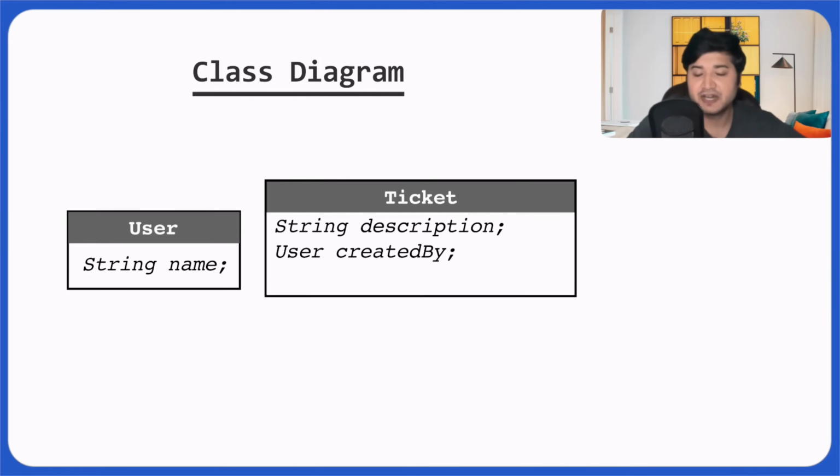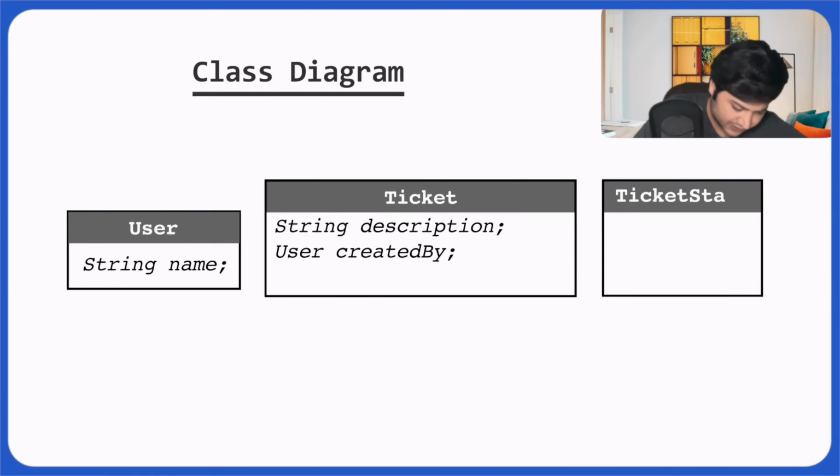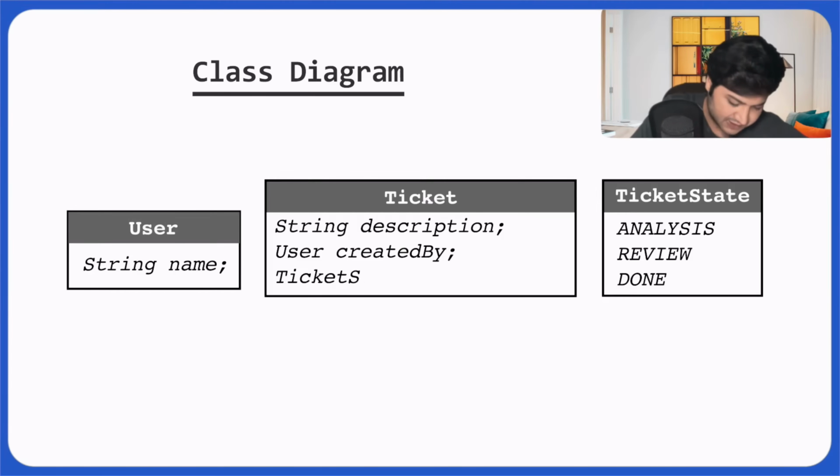The next thing is the ticket will always be in a certain state. It would be, let's say, in analysis state, then in progress state, done state, whatever. So it will always be in a state. So let's have an enum called ticket state. Let's keep it simple for now and have just three states. It could be analysis, review, done. Ticket will always have a ticket state. This should be the class diagram.